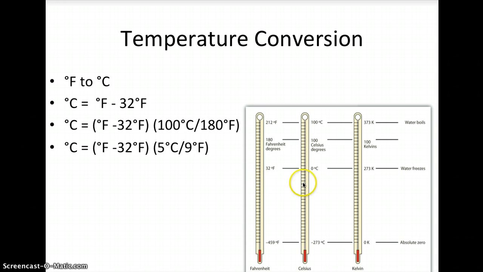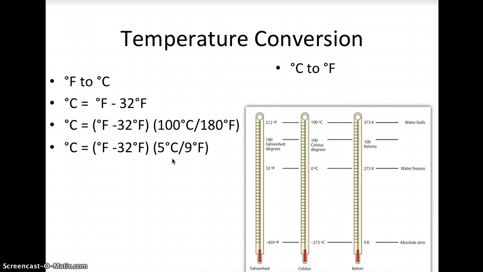And the reason why we have degrees Fahrenheit on the bottom here is so that our degrees Fahrenheit cancel out and we're only left with degrees Celsius. Pretty cool.